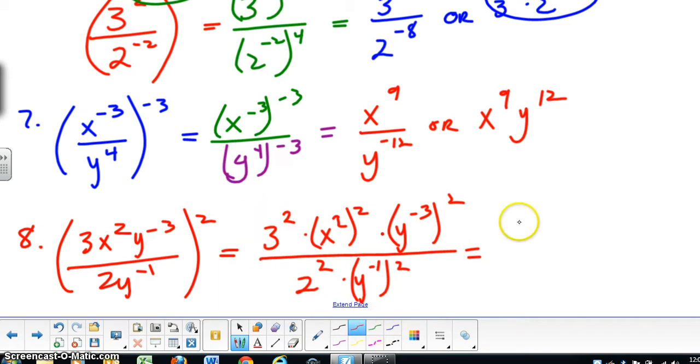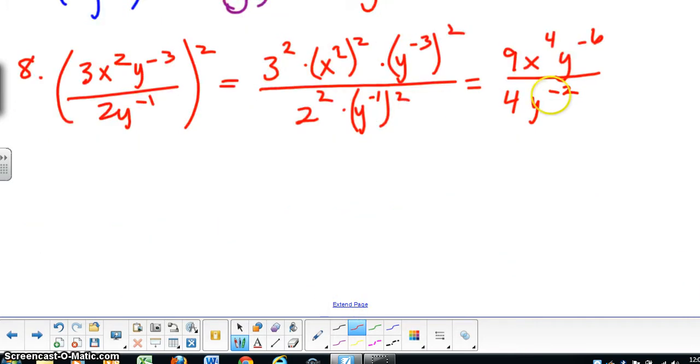First of all, the 3 squared, that's 9, and x squared to the squared, so that would be x to the 4th because we're multiplying them, y to the negative 6 because we're multiplying them, 4 because it's just a regular integer to an exponent, and then y to the negative 2. So if I were to ask without negative exponents, we would leave the 9 and the 4 because they have no negative exponent attached to them. We would leave the x to the 4th.